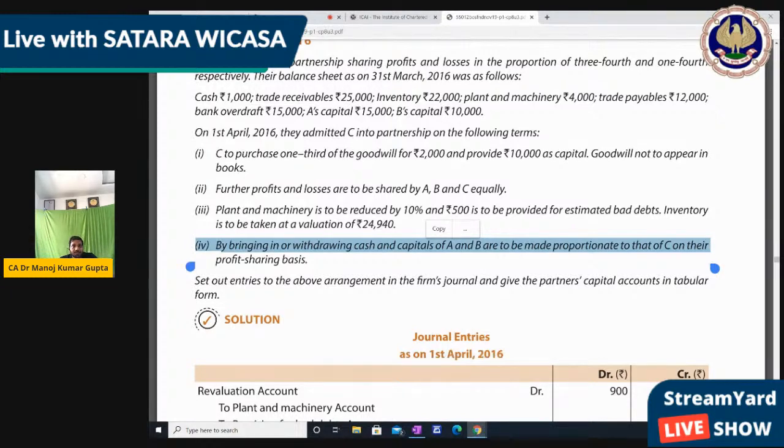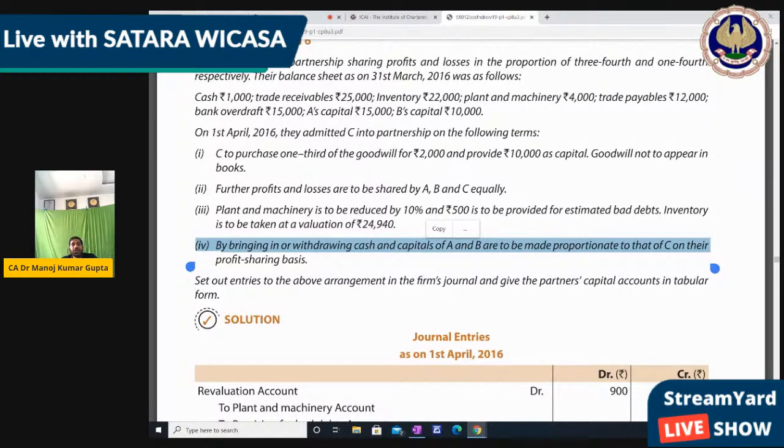It means their capital should also be the same. And for that they considered C as the base. So C on their profit sharing basis. So C's capital is 10,000 subject to any goodwill adjustment.